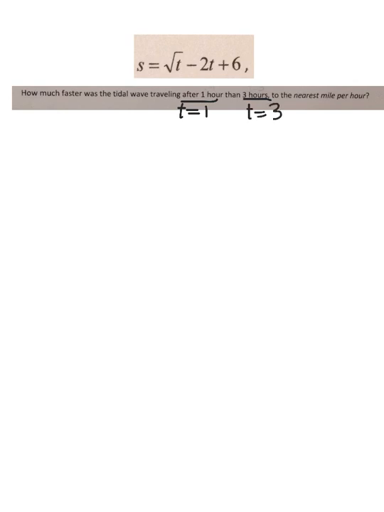So basically you're going to take this equation and we're going to plug in 1 for t. So let's do that. Radical, time is 1, minus 2 times, here we go, time is 1, plus 6. And we're just going to work that out. So the square root of 1 is 1, minus 2, plus 6, and that equals 5.